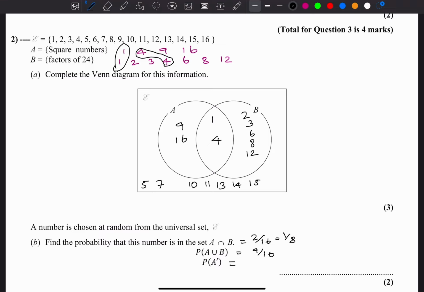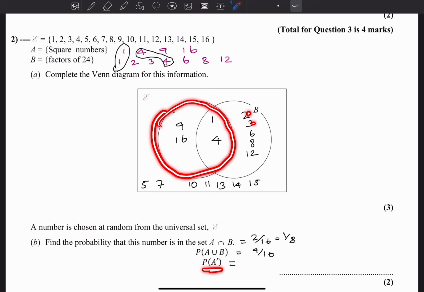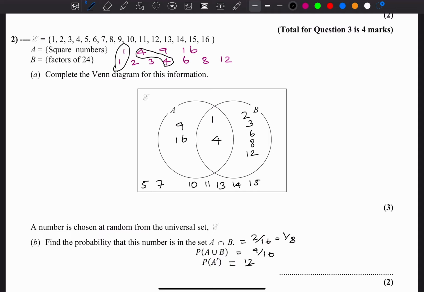A dash. A dash means outside A. That's A, so outside this A. 1 2 3 4 5 6 7 8 9 10 11 12. 12 out of 16, which you can simplify, which is 3 over 4.